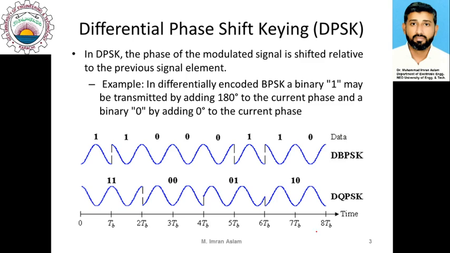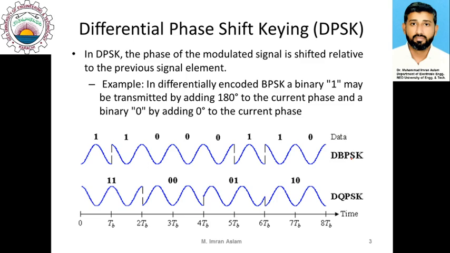The next modulation technique is known as differential phase shift keying, or DPSK. DPSK is actually the only PSK technique in which we do not need synchronization for detection purposes. So this can be detected non-coherently, that is, without any phase information from the transmitter.